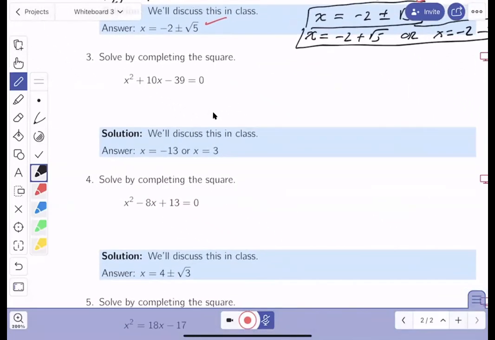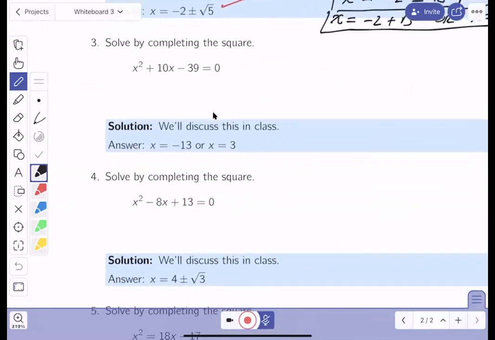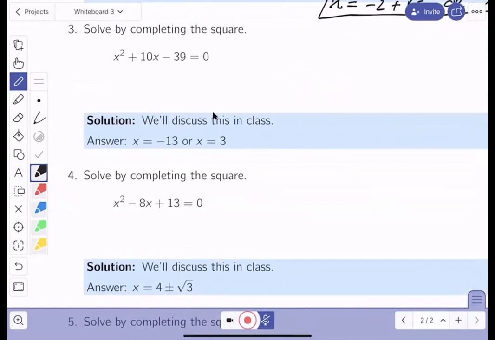And again, looking at it, it says solve by completing the square. And I want to encourage you, complete the square. How do you do that? Isolate the constant by adding 39 to both sides.